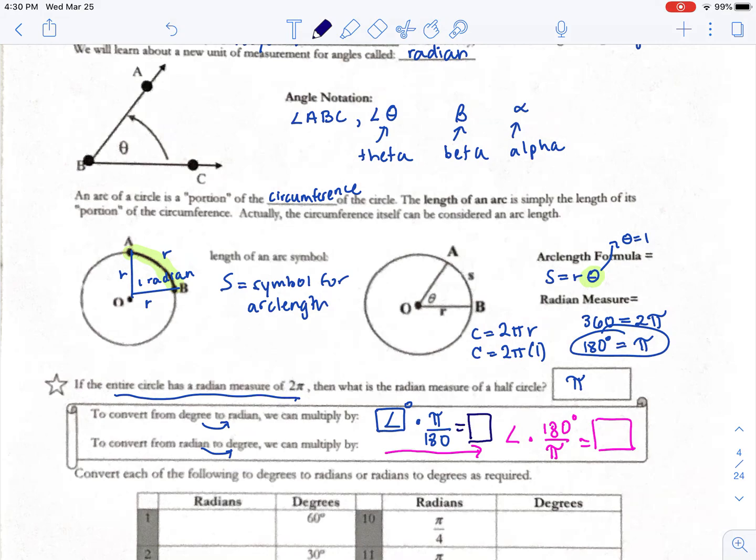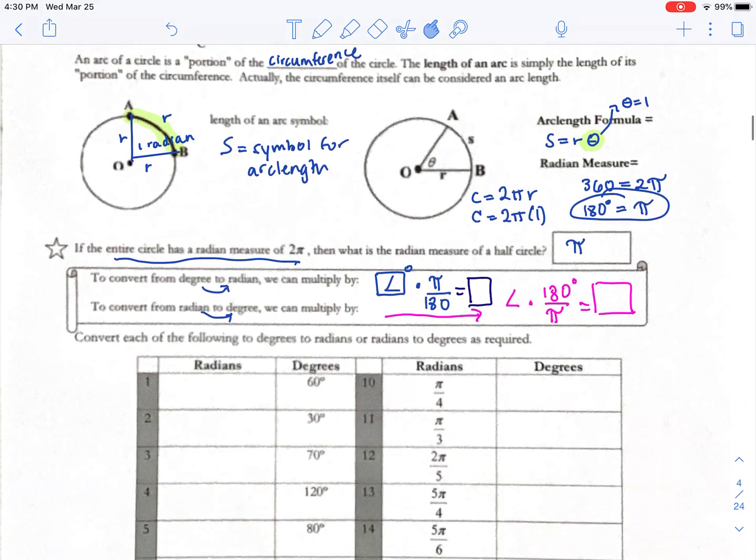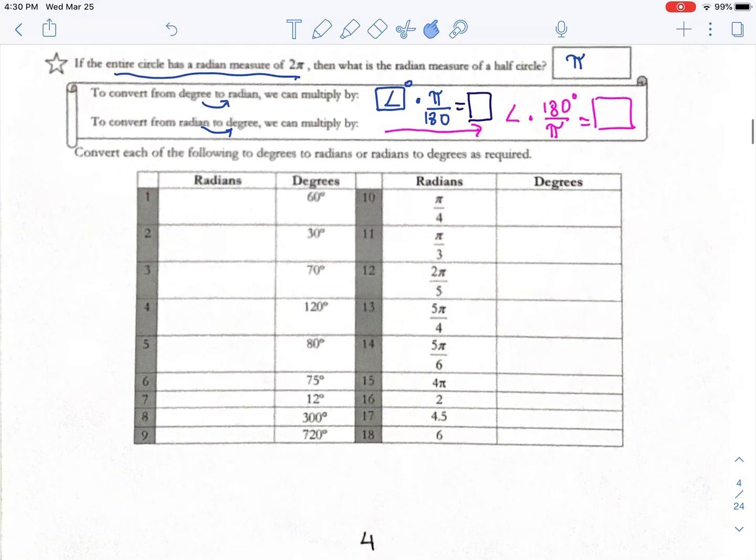Okay, so let's do an example. Some of these you'll just come to remember or memorize as you do the problems. Below here, I'm going to start you off with one or two and then have you finish up the rest. So let's say 60 degrees, if I want to convert it from degrees to radians, I would multiply by pi over 180 degrees. And we see 60 goes into 180 three times, so 60 degrees is equivalent to pi over 3.